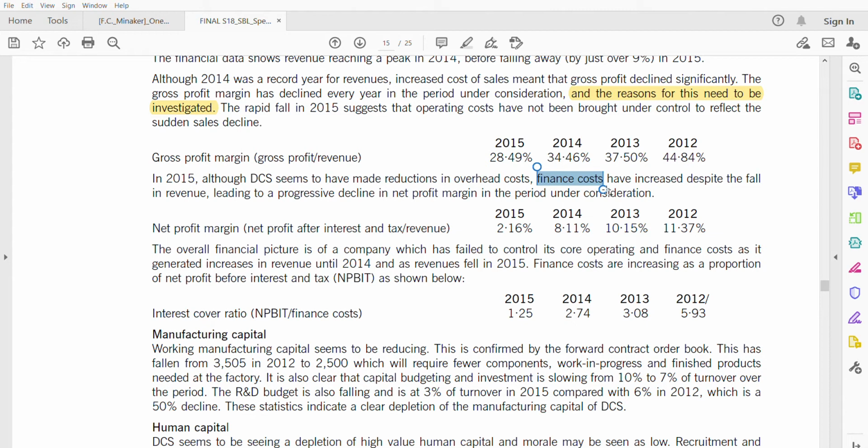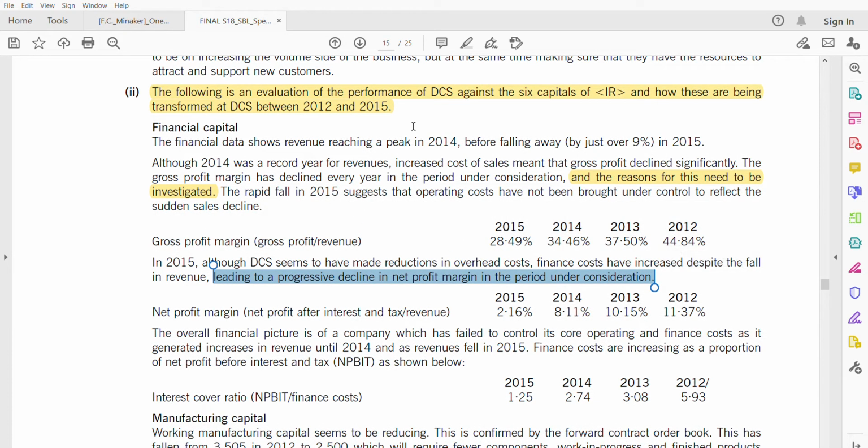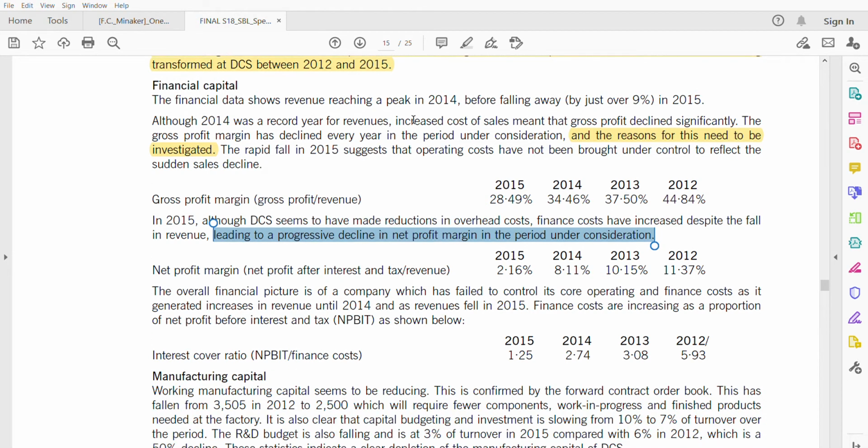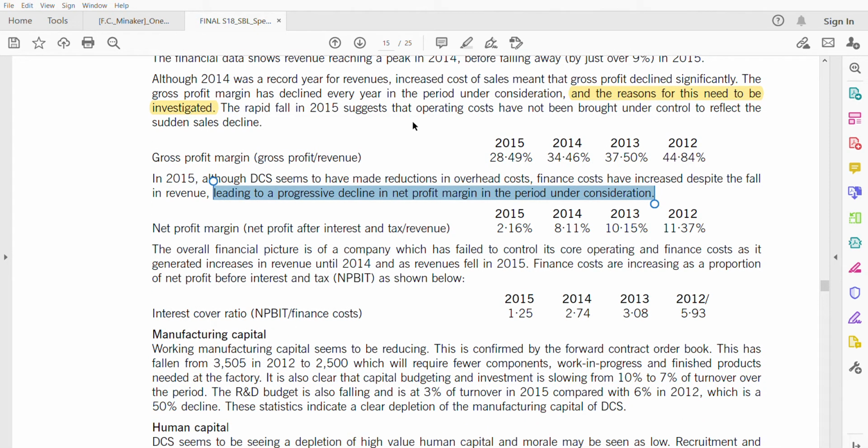When finance cost is increasing significantly, it's a very big, major problem, leading to a progressive decline in net profit margin in the period under consideration. Can you see how they are linking? How they have started with sales and then gone to the reasons why it declined. Then they have calculated gross profit margin and now they are going to the net profit margin. They didn't go directly to the net profit margin from gross profit margin. Can you see how they are linking one by one and going towards the end?